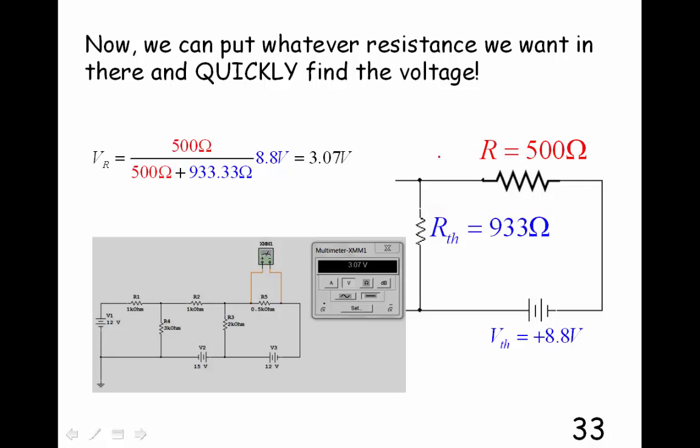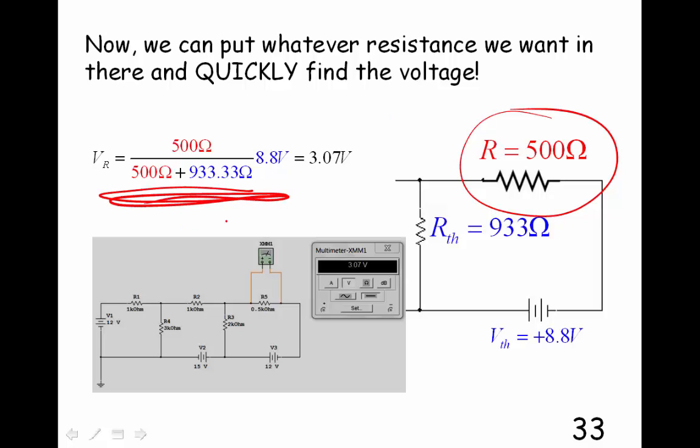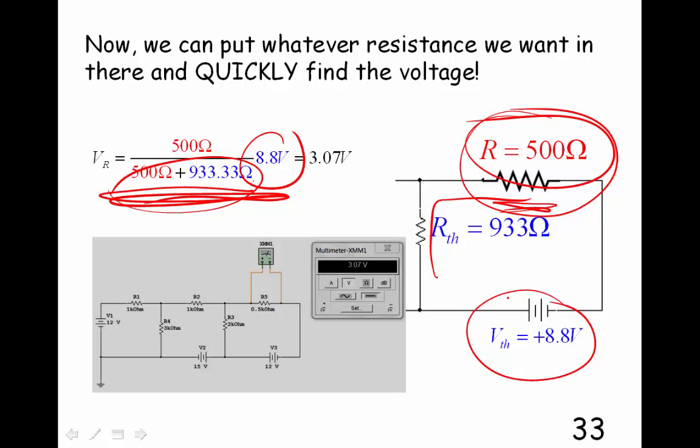So I put in the original resistance that we had in the circuit, which was 500 ohms, using the voltage divider equation here, which is to find the voltage across this resistor. It's the 500 ohms over the total resistance, which is the resistance in series, multiplied by my Thevenin voltage. That gives me 3.07 volts, which is what we measured in the circuit way back at the beginning of our show.